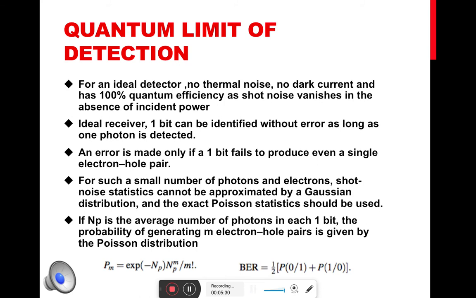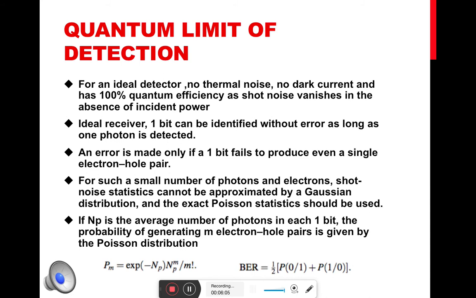For that, we have to use Poisson statistics, because for one bit we have to produce one electron hole pair. For such a small number of photons or electrons, we cannot approximate this using a Gaussian distribution. Okay, if NP is the average number of photons in each one bit, the probability of generating m electron hole pairs is given by the Poisson distribution as P of m is equal to e raised to minus NP, NP raised to m by m factorial.